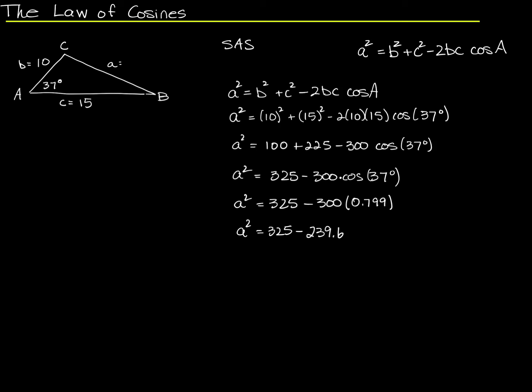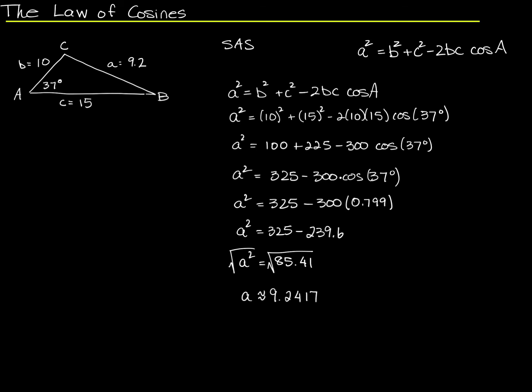So for my final computation, well, almost my final computation, I'm going to take 325 and subtract that second answer. That gives me 85.409. I'll call it 85.41. And then for the last computation, I'm going to take the square root of both sides. I end up with a is approximately equal to 9.2417. And that tells me the length of this side, 9.2. So now I have all three sides.